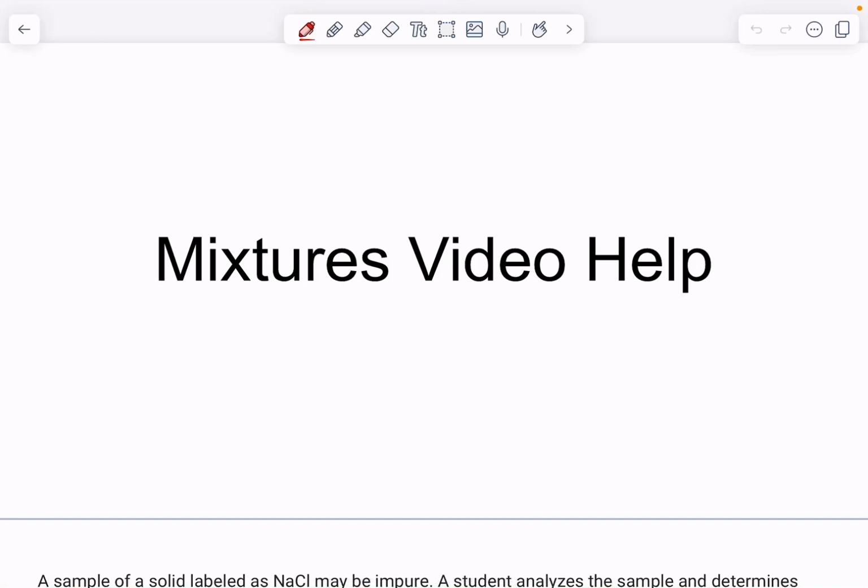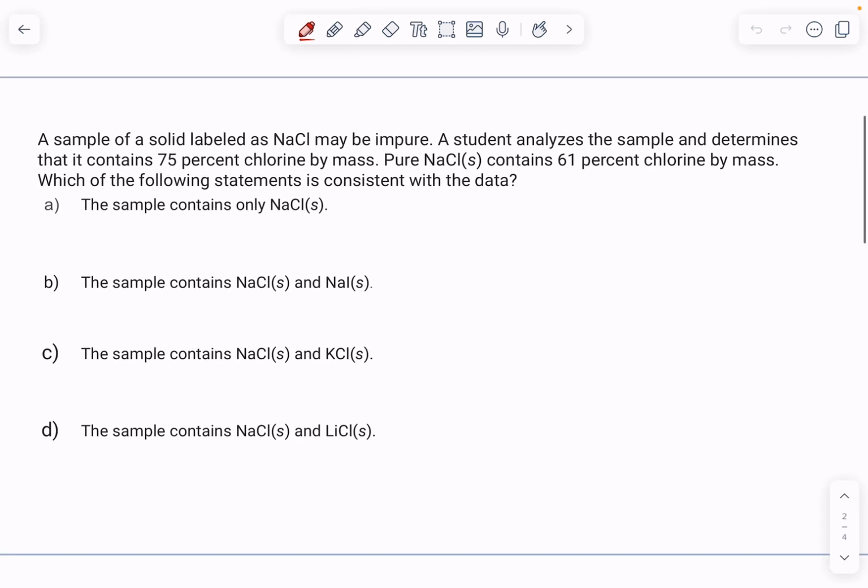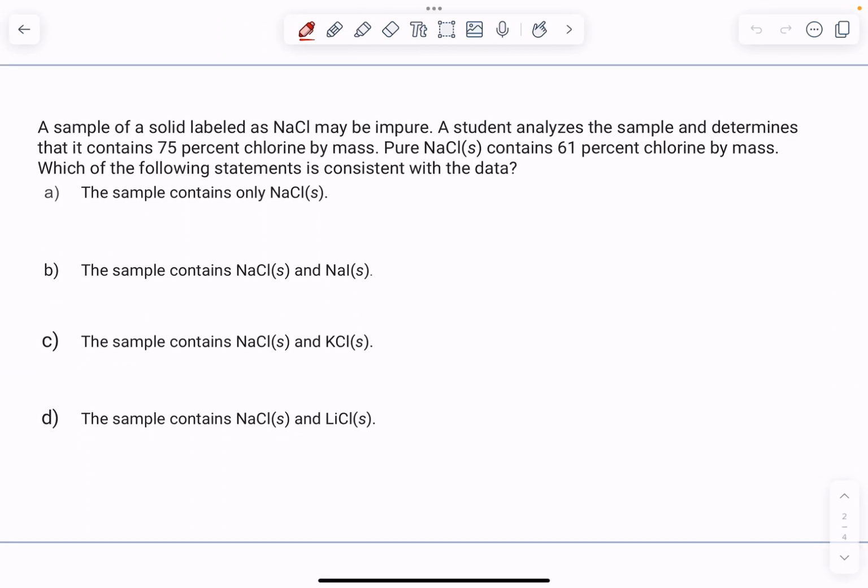All right, so in this video, I'll be covering two questions from 1.4 about mixtures. So here's one. We have a sample of a solid labeled NaCl that may be impure. A student analyzes the sample and determines that it contains 75% chlorine by mass. Pure NaCl contains 61% chlorine by mass. Which of the following statements is consistent with the data?